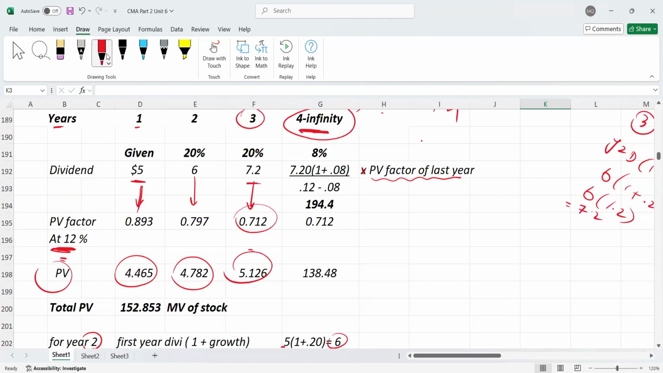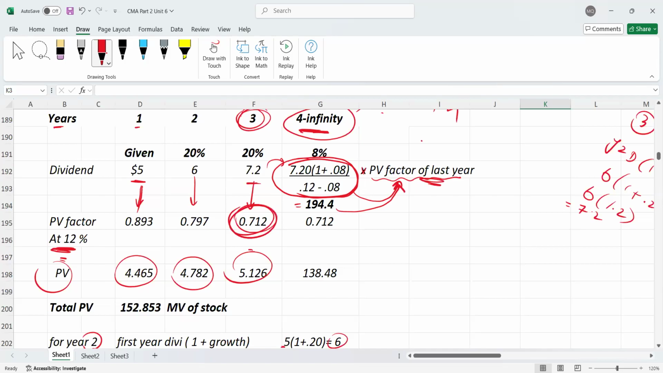Okay, but here I have to complete this formula for delayed perpetuity. First I will solve this, so whatever answer I'll get, then that I'll multiply with the present value factor of the last year. For example, first I'll solve this area only, which is last year dividend into 1 plus growth divided by investor required rate of return minus growth. So I got, for example, 194.4, and this figure then I'll multiply with the present value factor of the last year, and the last year is year three here, right?